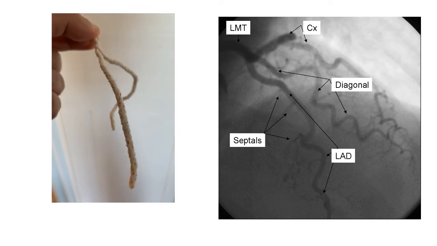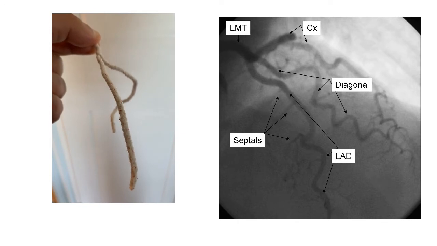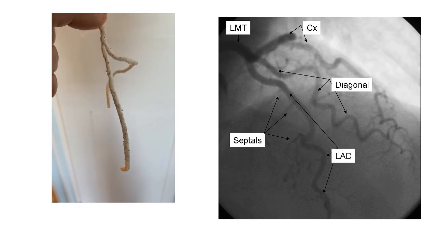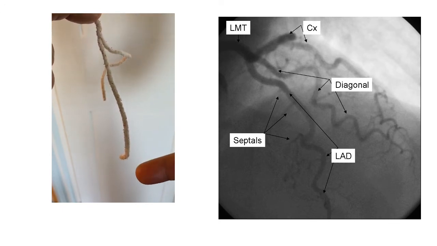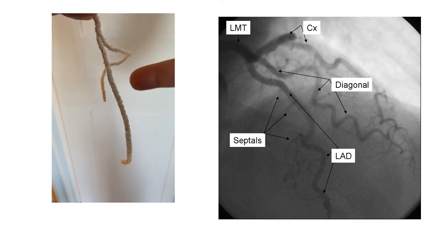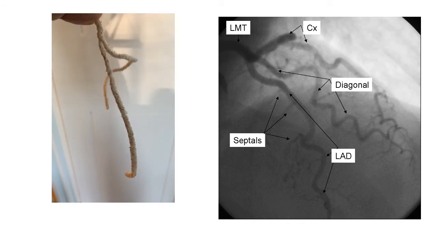So here we are in the neutral position and we're going to go cranial. And as we do so, you can see how the LAD spreads better and is better seen along much of its length, whereas the circumflex is in the back, less prominent with a lot of overlap.